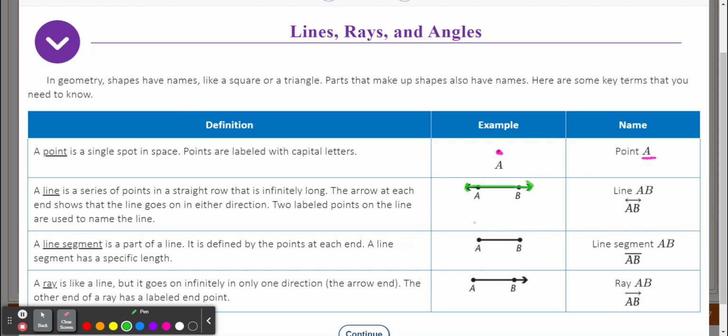The way you would write that is you take your 2 points, A, B, and you draw a line with the arrows on top of it. So that's how you draw a line. You draw A, B, and then the line with arrows on top.